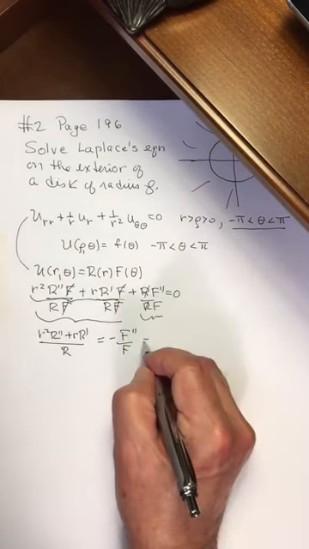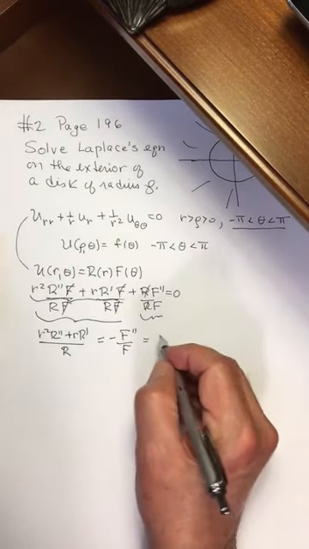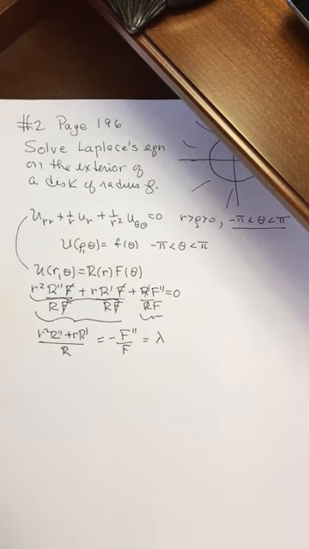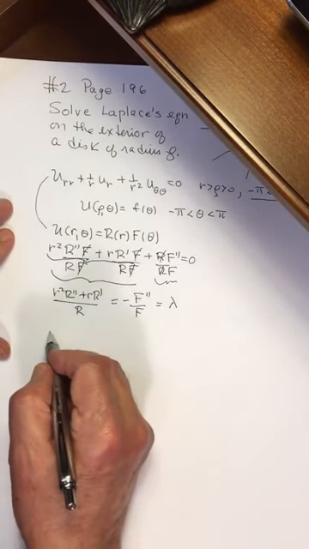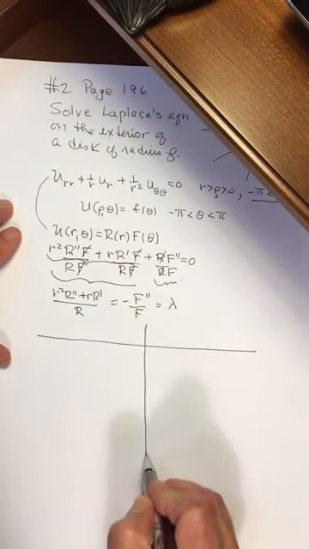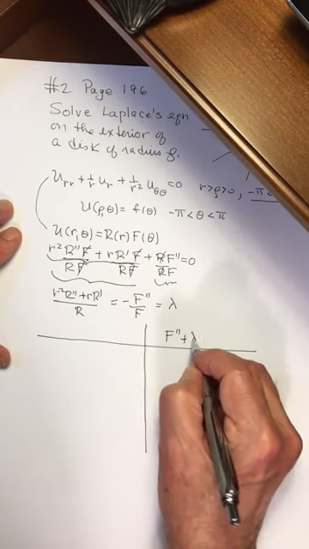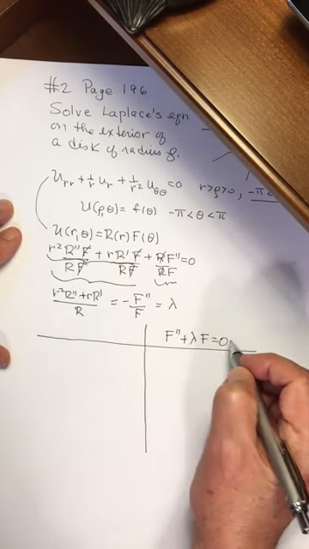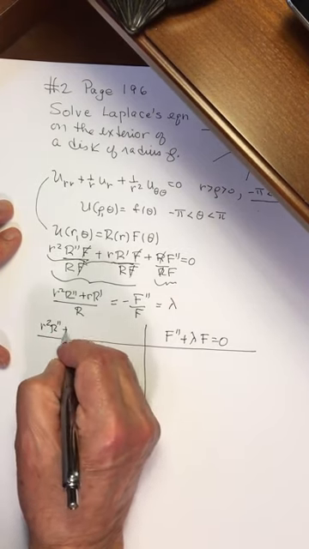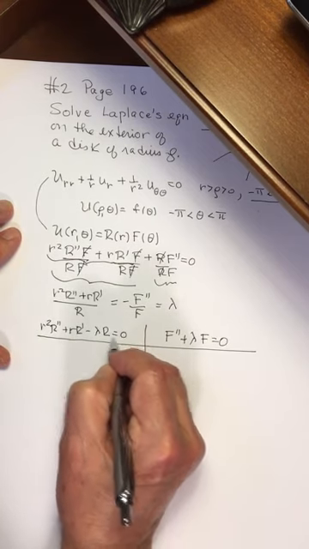And since both sides involve different variables, we know both sides must be constant, and to get our standard equation in theta, we're going to set this equal to plus lambda. So let me tabulate our two differential equations here. The theta equation is our standard F double prime plus lambda F equals 0, and our r equation is a Cauchy-Euler equation, r squared R double prime plus r R prime minus lambda R equals 0.